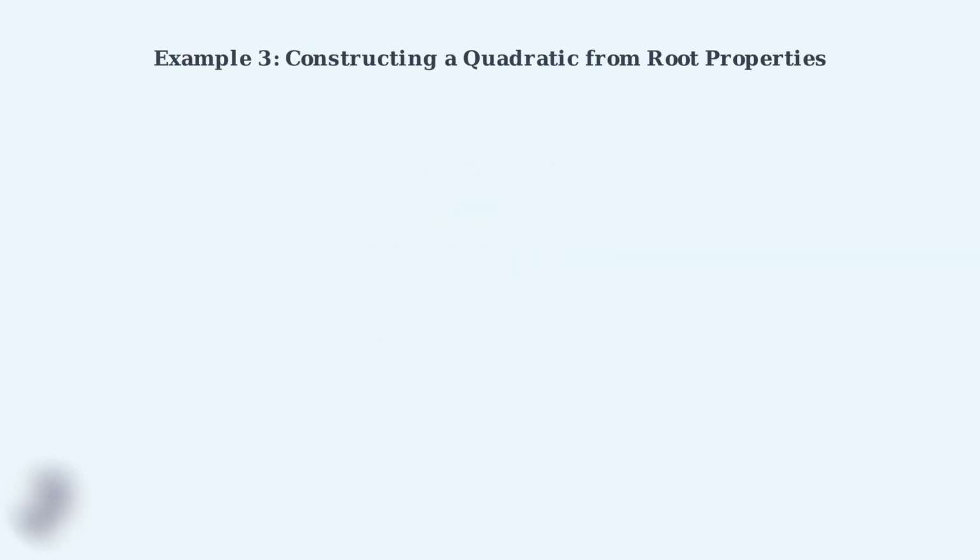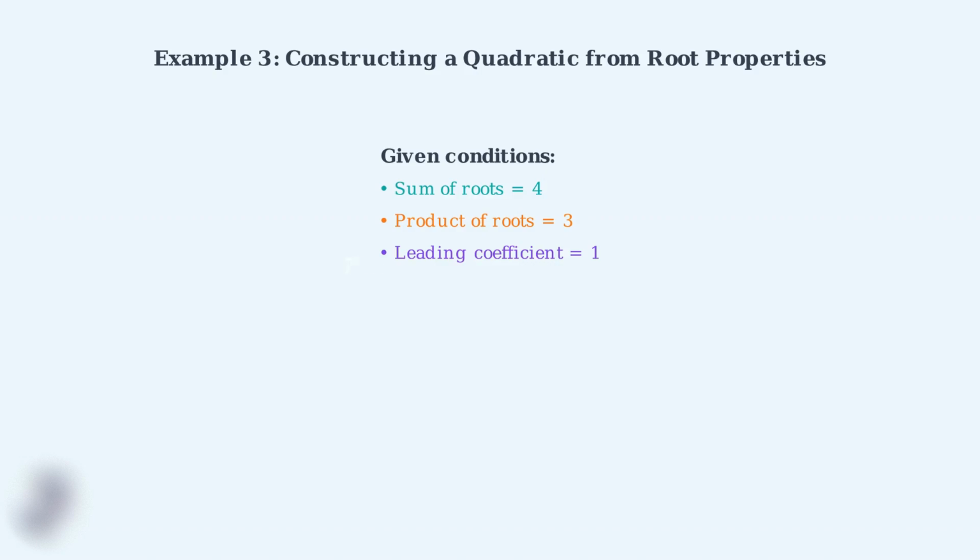Our third example shows how to construct a quadratic equation when we know properties of its roots. We're given that the sum of roots is 4, the product of roots is 3, and the leading coefficient is 1. We can use Vieta's formulas in reverse. Since the sum of roots equals negative b over a, and we know the sum is 4 and a is 1, we get b equals negative 4. Similarly, since the product of roots equals c over a, and we know the product is 3 and a is 1, we get c equals 3.